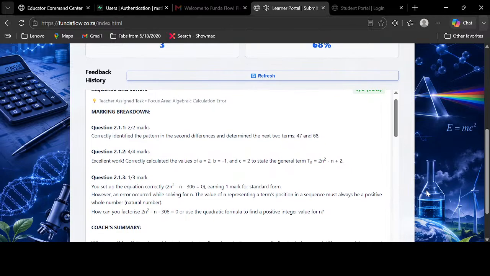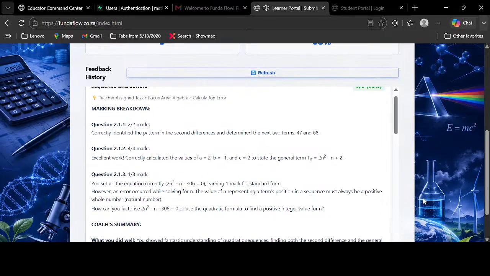Question 2.1.3, 1 out of 3 marks. You set up the equation correctly, 2n² - n - 306 equals 0, earning 1 mark for standard form. However, an error occurred while solving for n. The value of n representing a term's position in a sequence must always be a positive whole number, a natural number. How can you factorize 2n² - n - 306 equals 0 or use the quadratic formula to find a positive integer value for n?